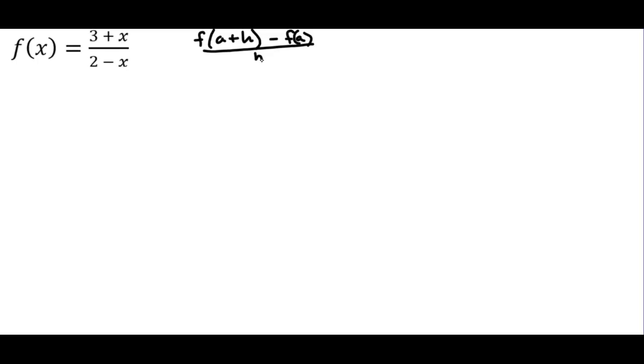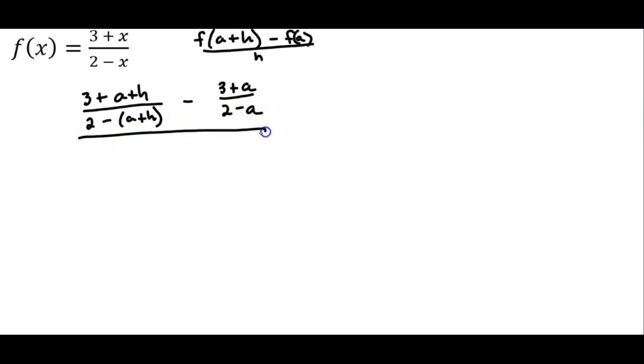Where do I want to start this? Okay, so we'll go ahead and put it right here. So 3 plus a plus h over 2 minus a plus h. So that would be f of a plus h. And then we're going to subtract f of a. So 3 plus a over 2 minus a. So that's the numerator. And remember, this is all over h. And so you might say, well, that's kind of messy. It is.